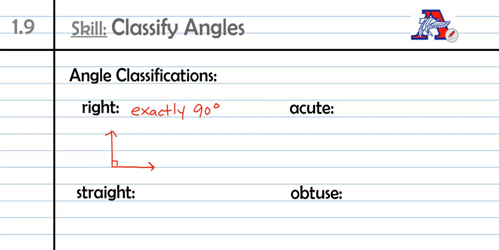Okay? Acute. Acute angles are cute. They're little. So remember that. Acute angles are less than 90 degrees. So an example might look like this. Let's see, that looks like it's about 35 degrees, approximately. I don't know. I don't have a protractor.